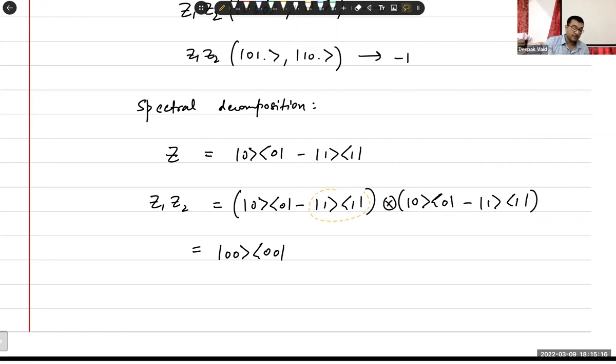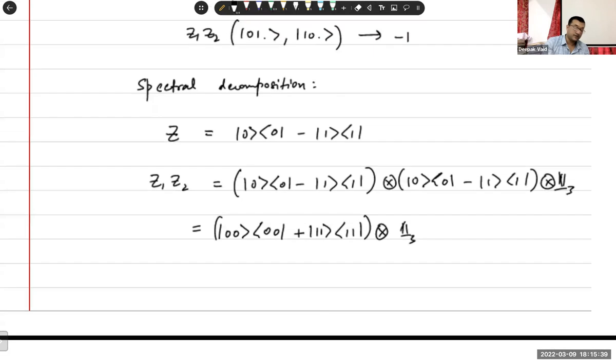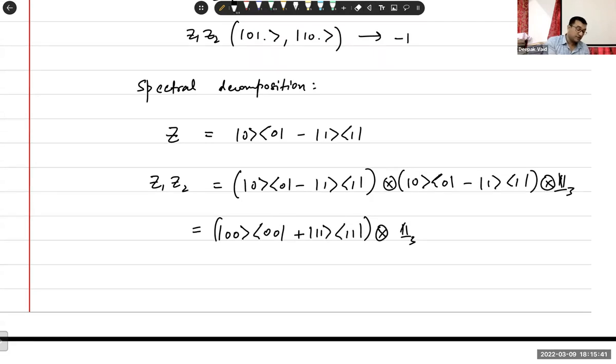Then you look at the second terms, 1, 1, 1, 1, that will give you plus, right? Then we can write that as, and then all of this is tensor with the identity on the third qubit. So we'll put an identity here on the third qubit. And then we'll get two other terms. What are those two terms?